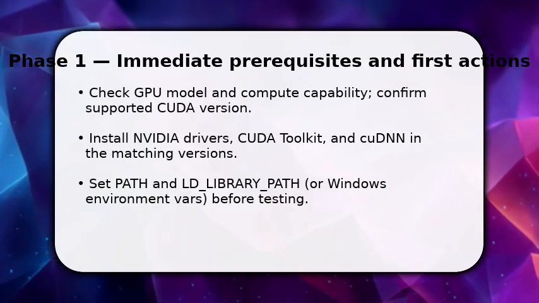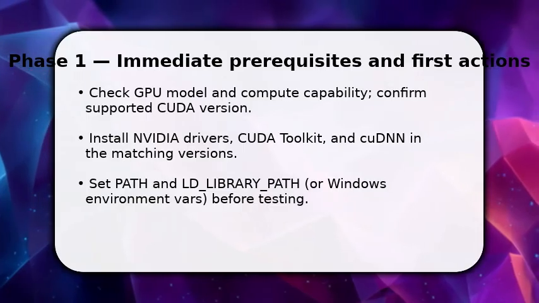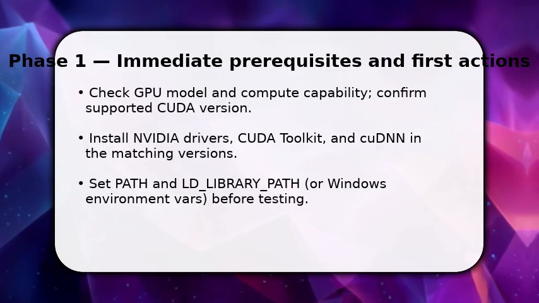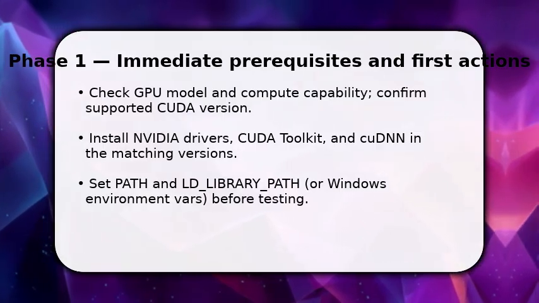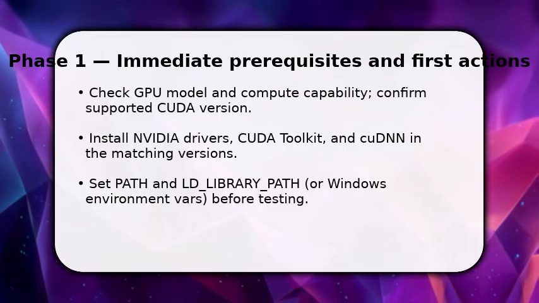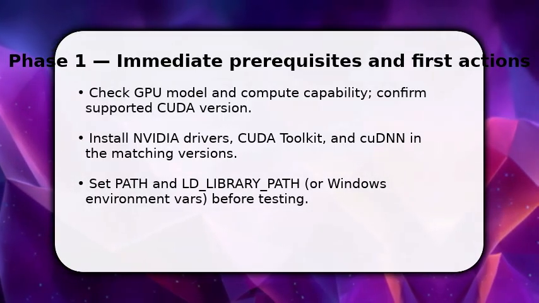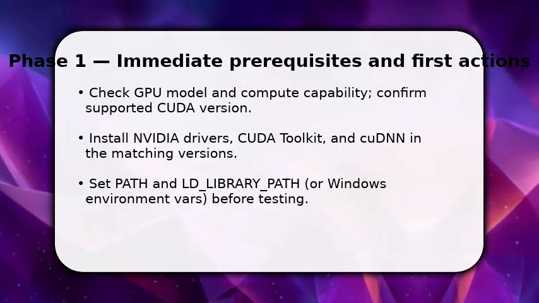You begin by validating hardware and version alignment. This avoids painful mismatches. Identify your GPU model and its compute capability, then choose the CUDA and cuDNN versions TensorFlow supports. Once chosen, install the NVIDIA driver first, then CUDA Toolkit, and finally cuDNN.